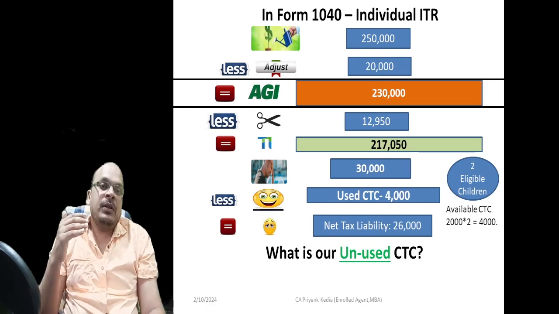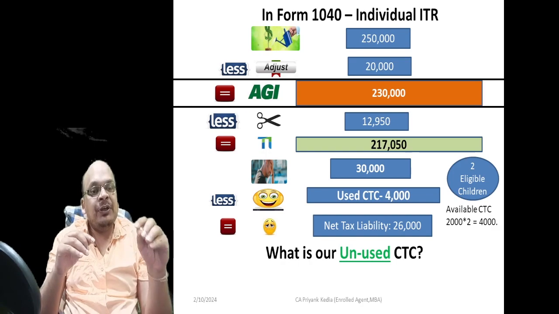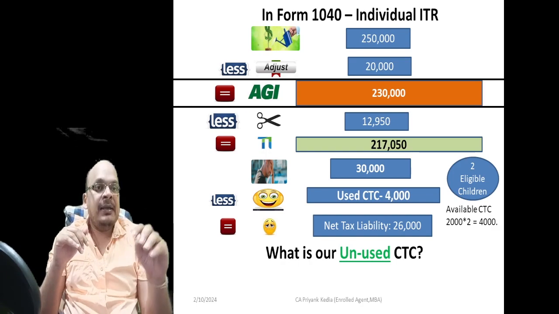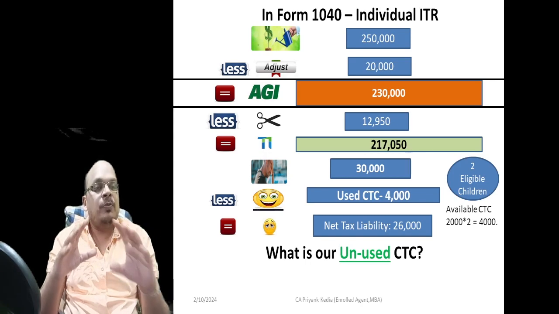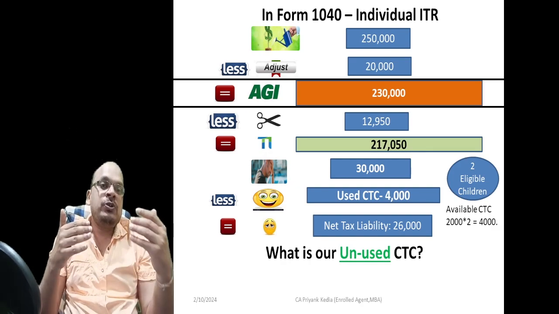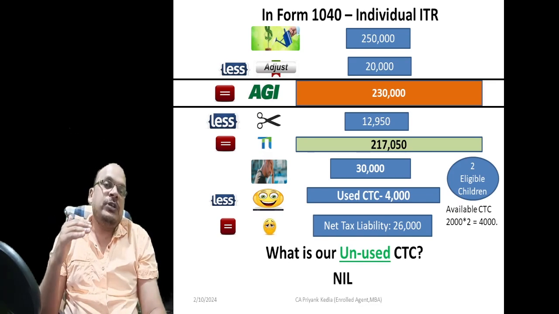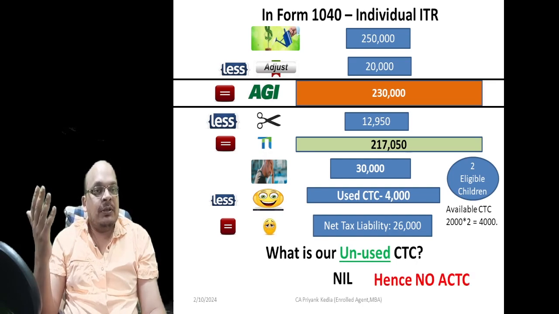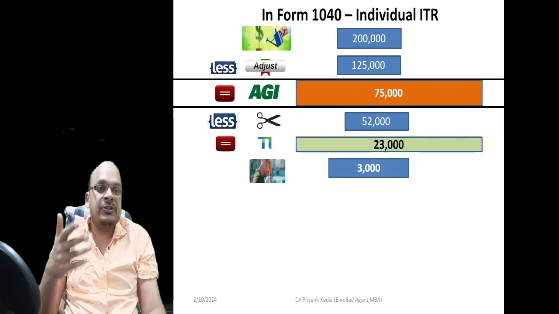Now the question is, what is the unused child tax credit? You can see because he was able to reduce the gross tax liability by the whole child tax credit of $4,000, it's clear that there is no unused portion of child tax credit. The whole child tax credit has been utilized to reduce the taxpayer's gross tax liability, and therefore there is no unused child tax credit. And since there is no unused child tax credit, the taxpayer is not eligible for any additional child tax credit.